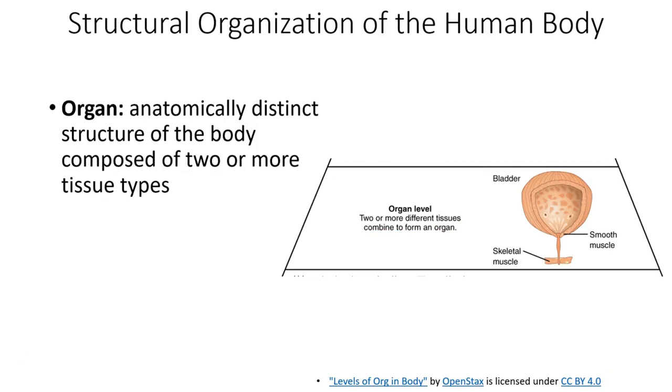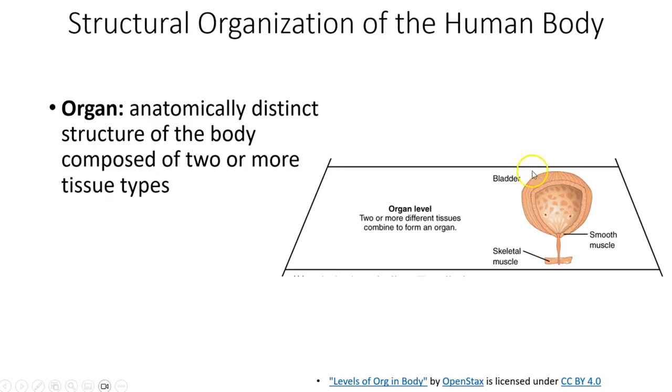Next, we have organs. These are very distinct structures anatomically that are in the body, composed of two or more types of tissues. A lot of our organs are going to be made up of multiple tissue types in order for them to function and do their job the way they're supposed to.